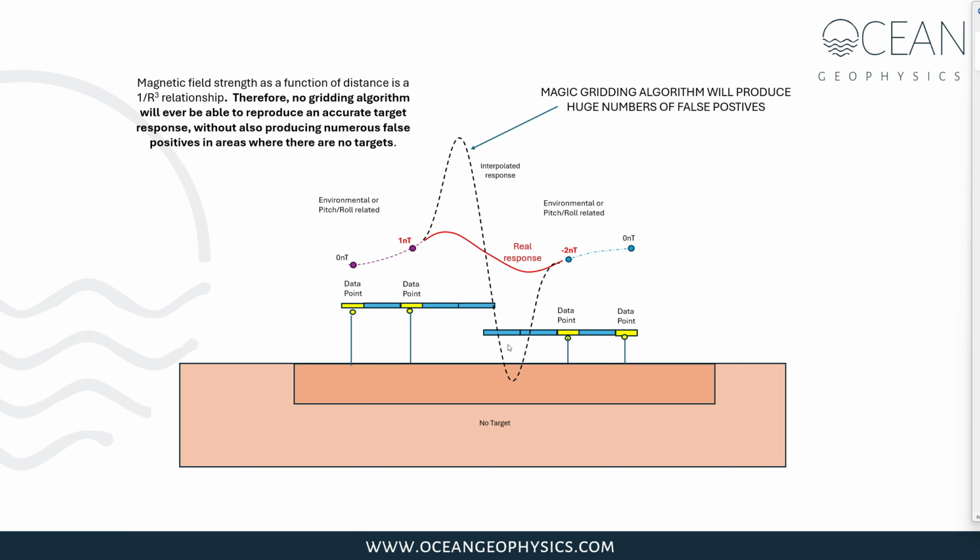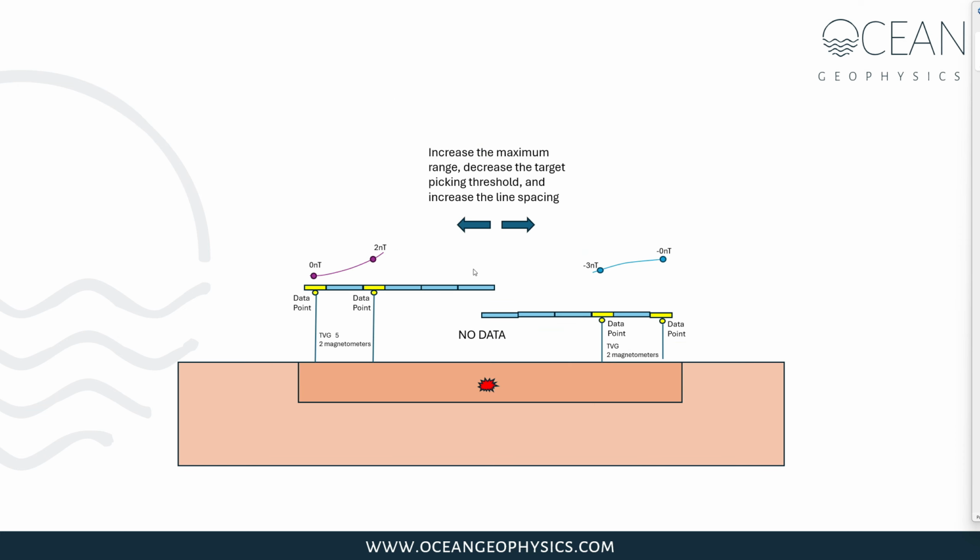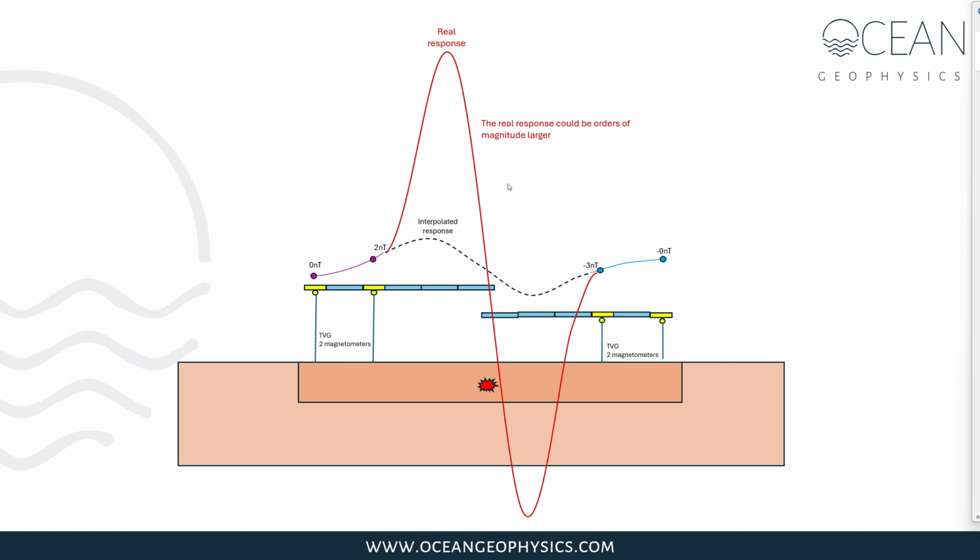So here we have a relatively small gap between the survey lines. Let's say the contractor wants to increase the spherical range to get the survey done faster. So now we have more points that require interpolation by the algorithm. Our real data points are even further from the anomaly. This just makes the situation worse. It's going to produce an even smaller anomaly after gridding, but the anomaly itself could be orders of magnitude larger.